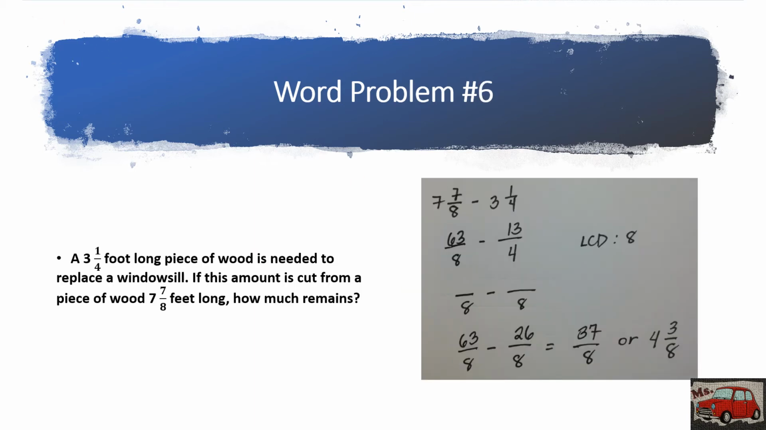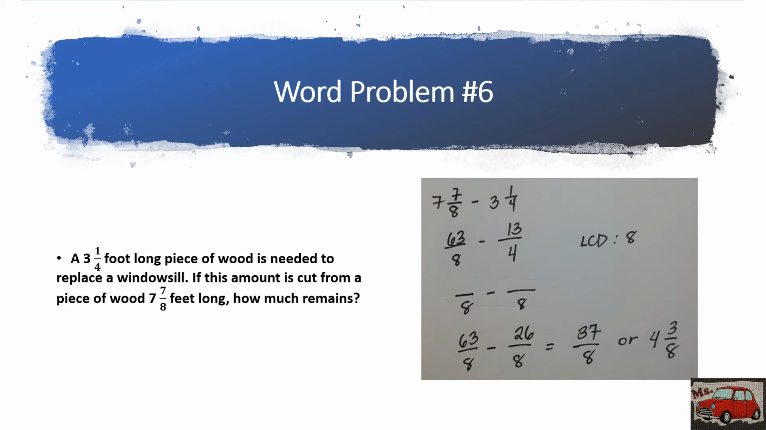A 3 1/4 foot long piece of wood is needed to replace a window sill. If this amount is cut from a piece of wood 7 and 7 over 8 feet long, how much remains?